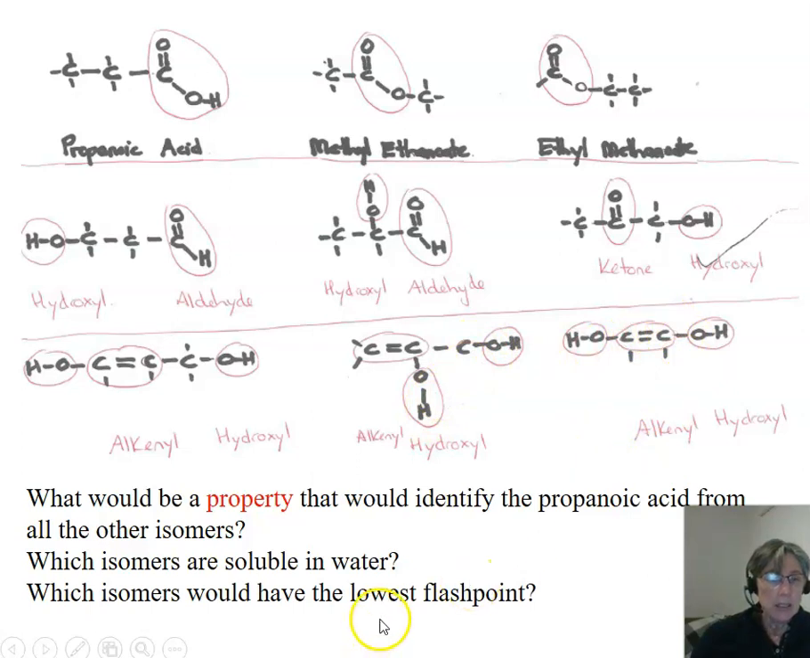Lowest flash point, so we need to look at which ones turn into a gas the most easily, so which ones have the least intermolecular bonding. So the esters would probably have the highest flash point, and the lowest flash point would be the ones that, no, the esters would have the lowest flash point because they would have the weakest bonds. So they would turn into a gas the most easily. Esters tend to have a smell. So yes, they would be gaseous.